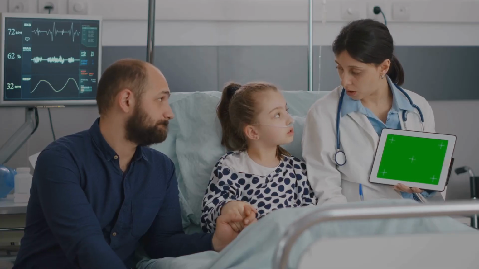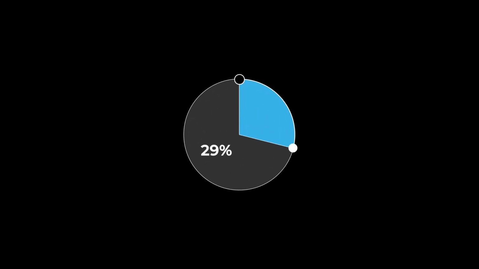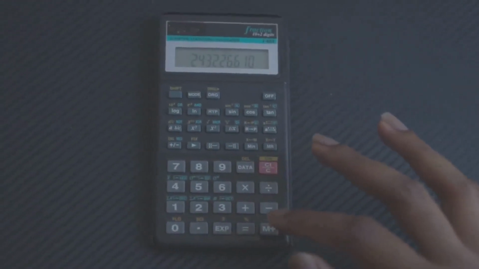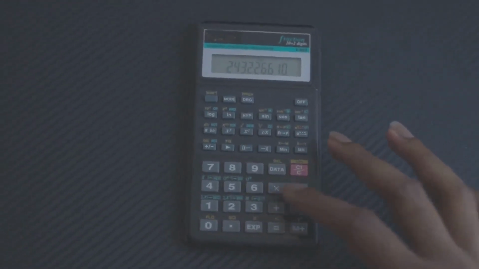Here's a real-world example to make it clearer. Imagine a new drug that reduces the risk of getting a disease from 10% to 5%. The absolute risk reduction here is 5%, 10% minus 5%. But the relative risk reduction is 50% because 5 is half of 10. See how the numbers can tell different stories?